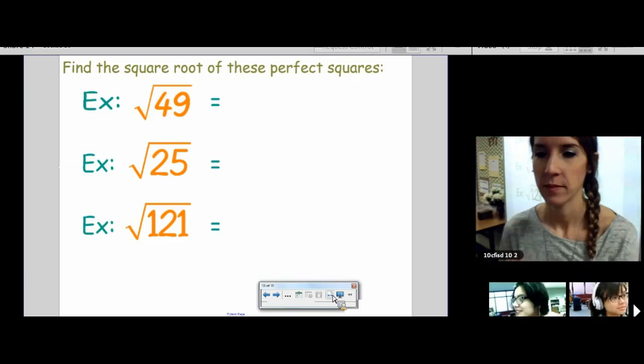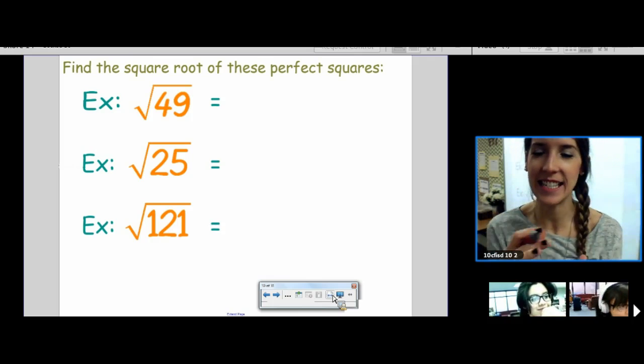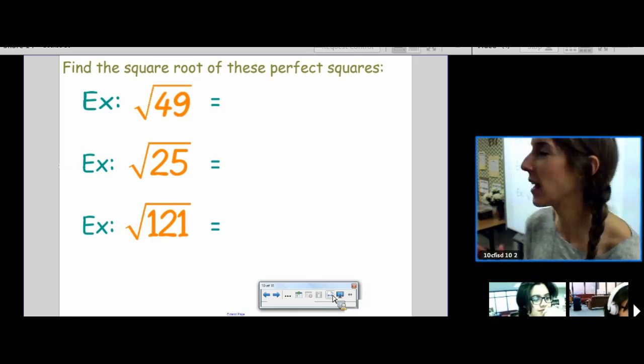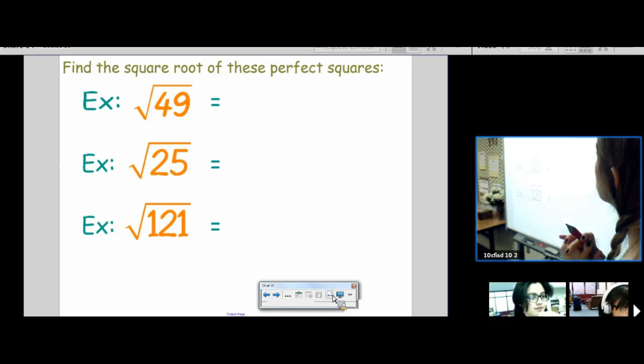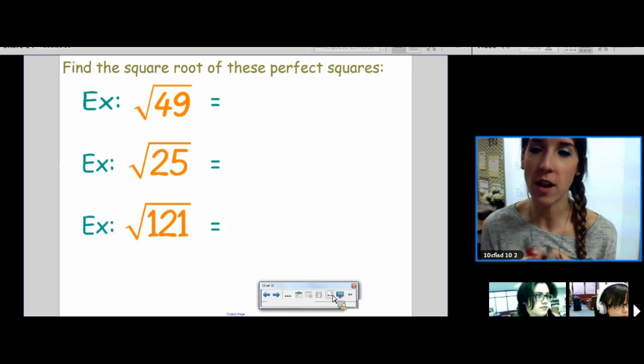Okay? Square rooting perfect squares. This is as easy as it gets. This is like super, super easy. I bet I could teach my kindergartner this. So square root of 49, since it's a perfect square, we're not going to show our work. We're not going to do anything.